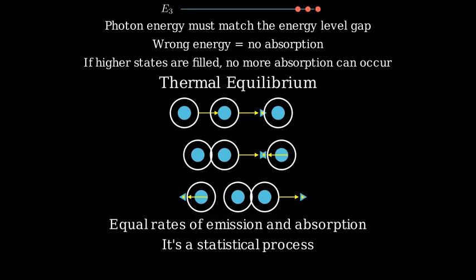Here's a helpful analogy. Think of electrons like people on a staircase. Emission is like someone going down the stairs. But they can only go down if they're already up. If everyone is already at the bottom, no one can go down anymore. Absorption is like going up the stairs. But they need the right amount of energy to climb exactly one step. And if all the higher steps are already full of people, no one else can go up.